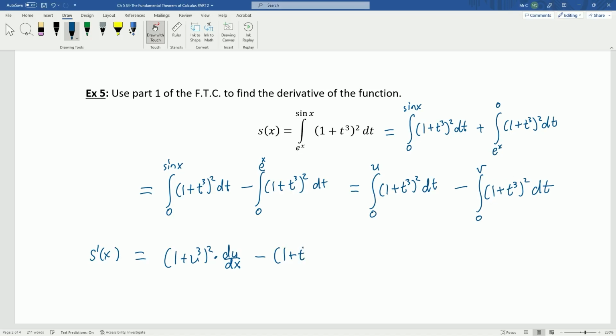1 plus v cubed, I did it again, v cubed squared, times the derivative of v with respect to x. And now we'll substitute u back in. That's going to be 1 plus sine cubed of x all squared times the derivative of sine, which is cosine, minus 1 plus e to the x cubed squared times the derivative of e to the x, which is e to the x. And there, we're done. That answer's fine.